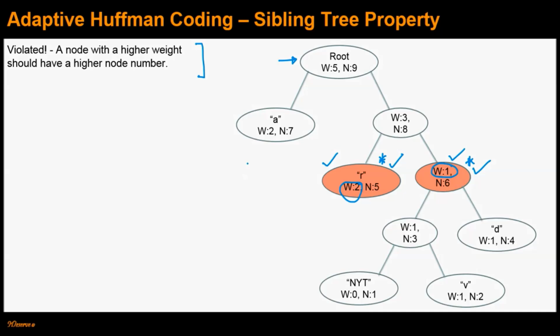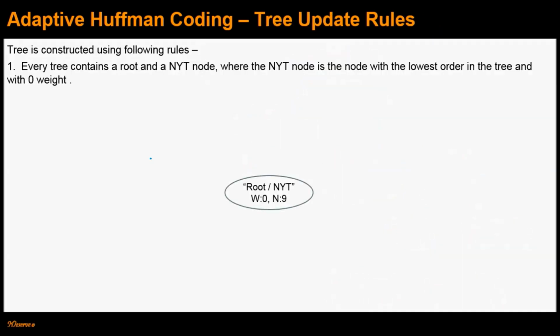Now let's try to build the binary tree which would be used in this algorithm. The tree is constructed using the following rules. Every tree contains a root node and a NYT node. The NYT node stands for not yet transmitted node. Note that this NYT node is kind of a special node. The purpose of the NYT node will become more clear as we advance in this video.